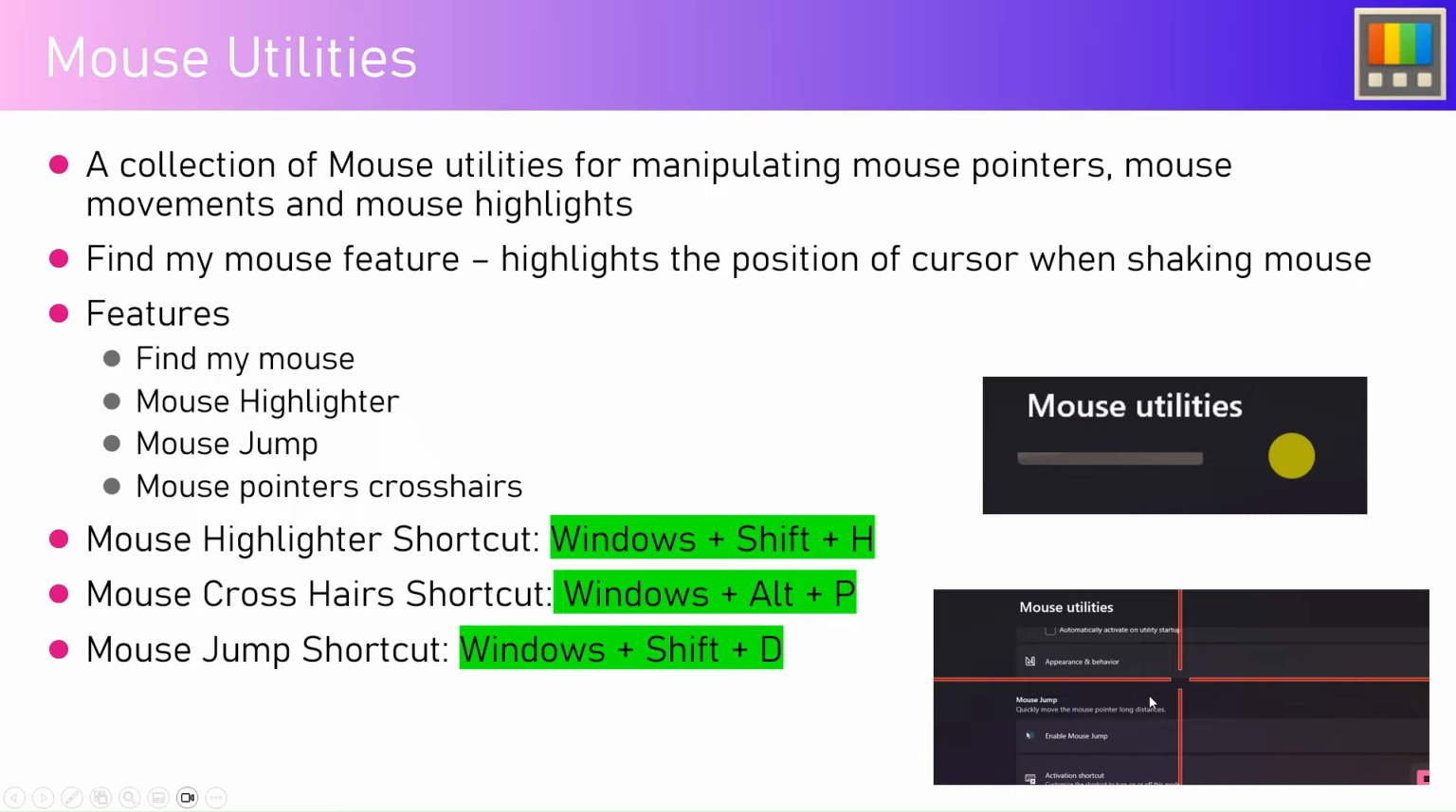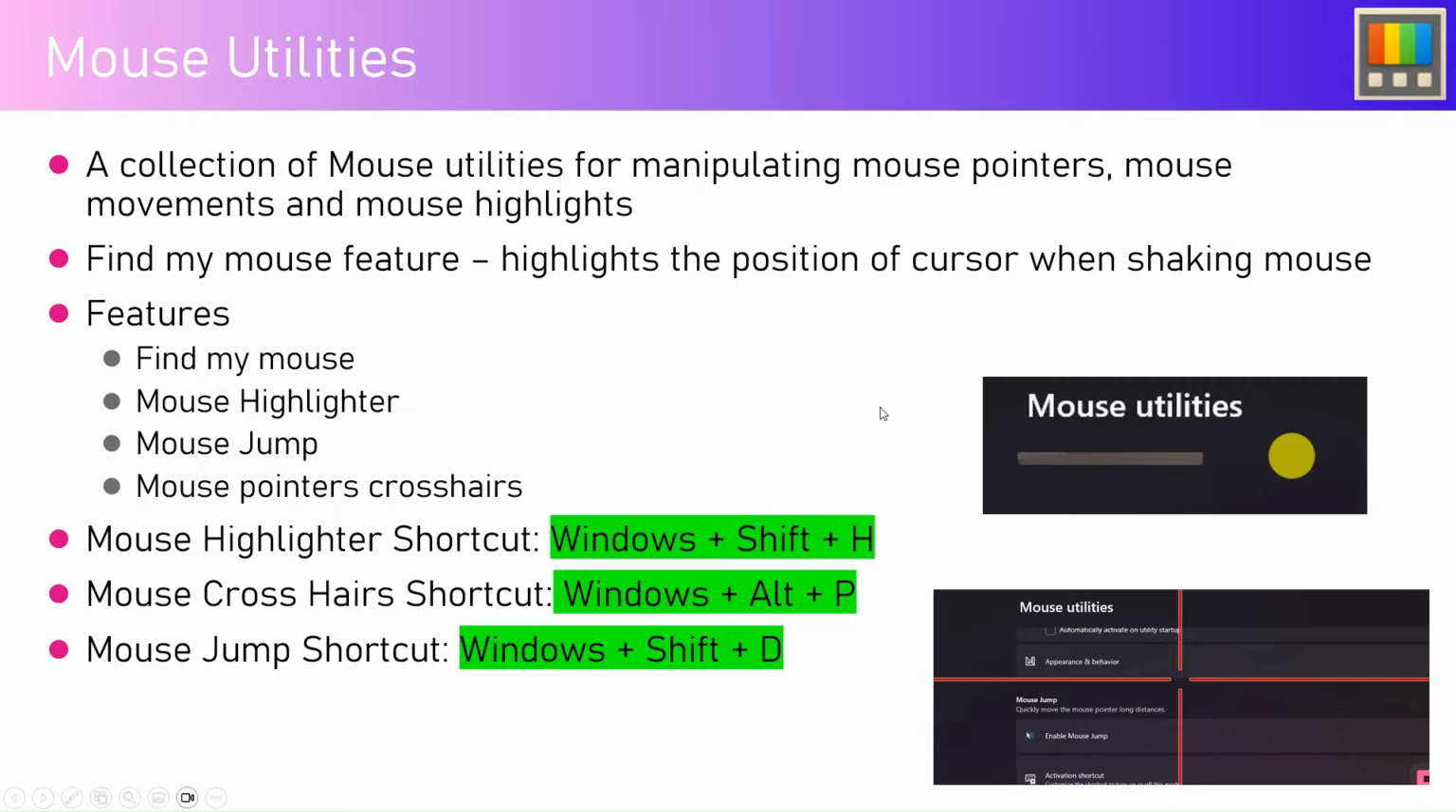Now here in the screenshot, you see this is a crosshair. If you want to show a crosshair kind of interface, then you need to use this shortcut. And this is the mouse highlighter shortcut. If you want to show the pointer as a circle, then you can use the mouse highlighter shortcut. Everything will be clear once I show you in the demo.